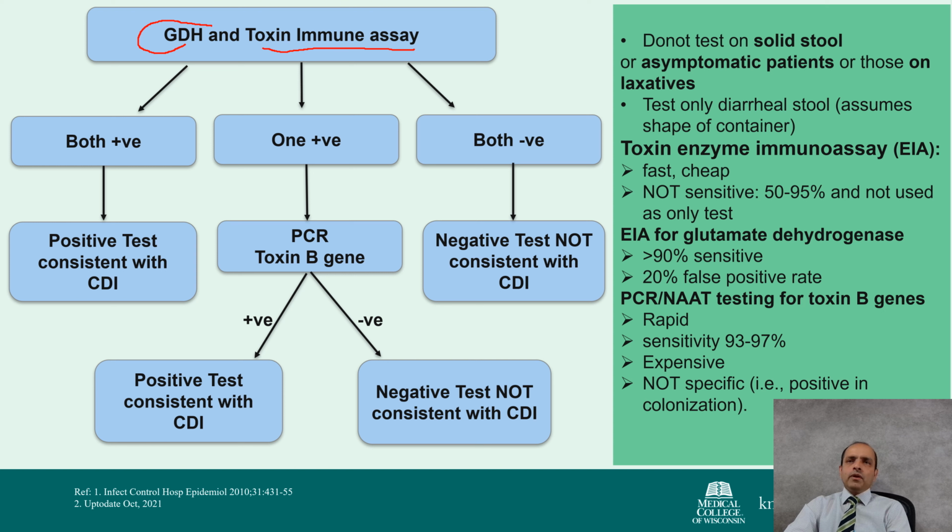So you do both. If both are positive, then your patient has C. diff infection. If only one is positive, then you do PCR. PCR is not done first. Why is it not done first? It's rapid and sensitive, 93 to 97%, but it's expensive. That's why we don't do it first. So if one is positive, you do PCR, and once that is positive, your patient has C. diff infection.